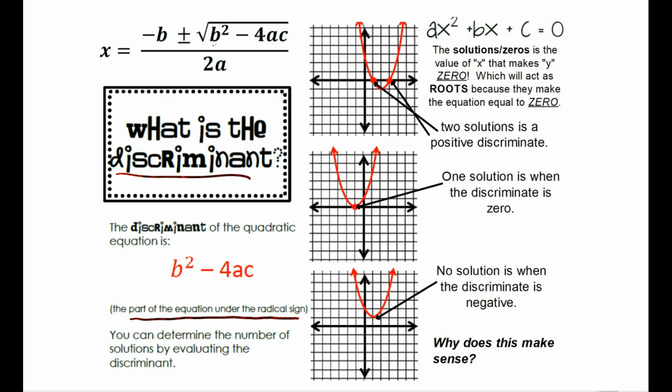If it's positive, then you will have two solutions. All right, so if it's positive, we'll have two solutions, okay? If the discriminant, which means when you do b squared minus 4ac, is 0, we will have one solution. If the discriminant is negative, we will have no solutions.